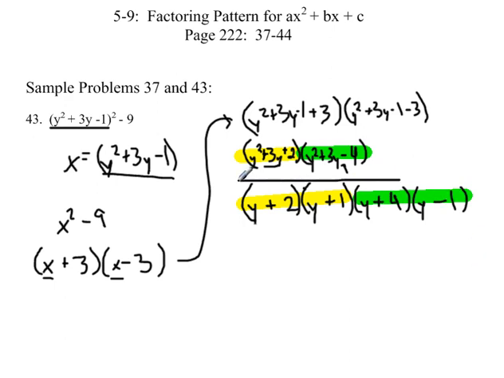So your answer breaks down into 4 different binomials. If any of these were the same, you could use exponent notation. But since they're all different, you can just leave them in whichever order that you'd like.